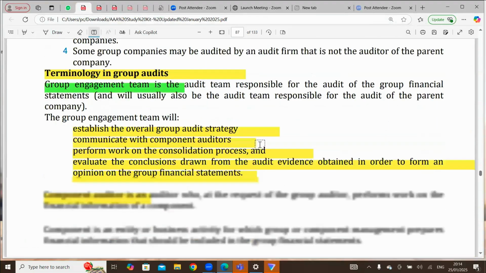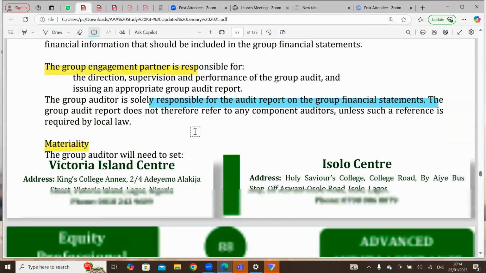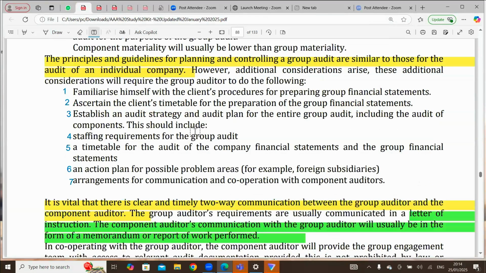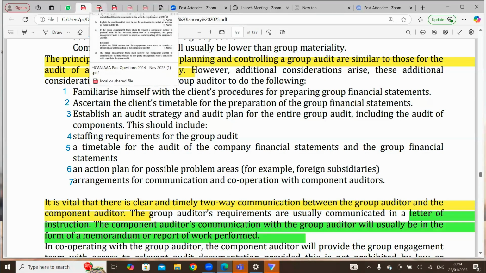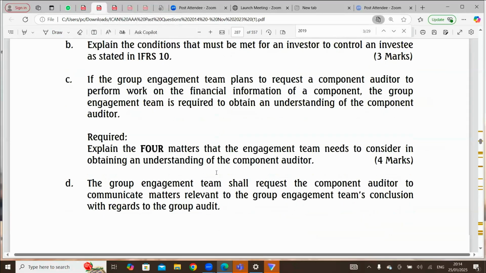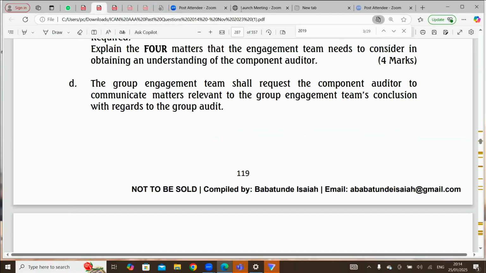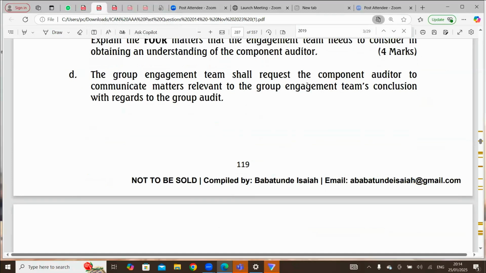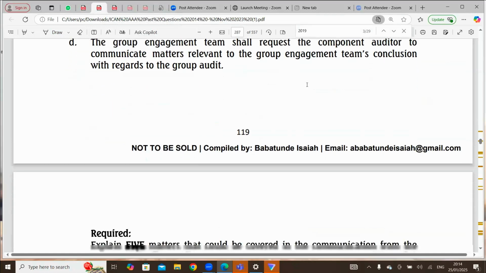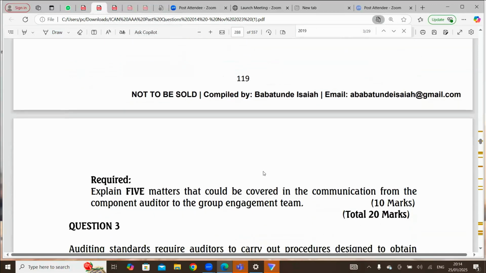So the same matter that he has always been considering. He has to familiarize himself, ascertain client timetable, establish the strategy, staffing requirement, timetable, action plan, and arrange for communication. Now, they said the group engagement team shall request the component auditor to communicate relevant matters to the group engagement team within the group audit. Explain 5 matters that are covered in the communication.